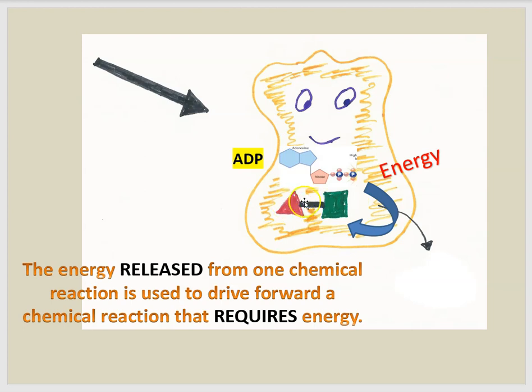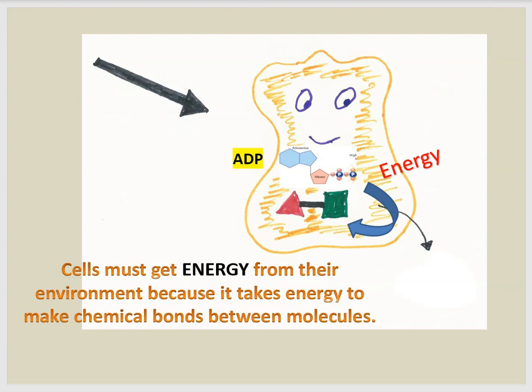And there we have the chemical bond shown here. So the energy released from one chemical reaction is used to drive forward a chemical reaction that requires energy. The energy released from the ATP molecule as it becomes ADP is used to force these molecules together to make a chemical bond. That process required energy because you have to push those atoms together. The atoms of the reactant molecules have to be pushed close enough together so they make a chemical bond. So in general, all living cells on Earth must get energy from their environment because it takes energy to make chemical bonds between molecules.